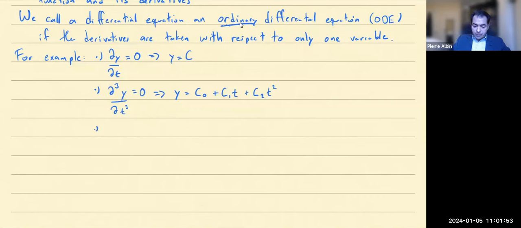Of course, most differential equations are not anywhere near this simple. We might have something like y plus the first derivative of y with respect to t, squared, and then the 11th derivative of y with respect to t, and maybe that's equal to cosine t. Right. So equations like this, we have no hope of being able to write down an explicit solution. But in each of these cases, the unknown is some function y, which is a function of t. These are all ordinary differential equations because we are only taking derivatives with respect to t.